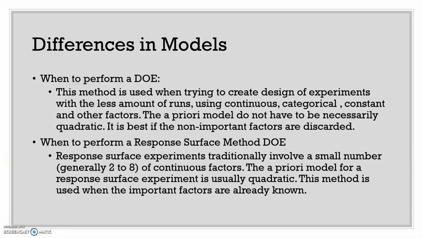Now we are going to discuss the differences in models. We perform a DOE when we are trying to create a design of experiment with a smaller number of runs using continuous, categorical, constant, and other factors. This model does not have to be quadratic. It is best if the non-important factors are discarded. Moving to the response surface method DOE, it involves a small number, 2 to 8, of continuous factors. For this model, the a priori response is usually quadratic, and it is used when the important factors are known.